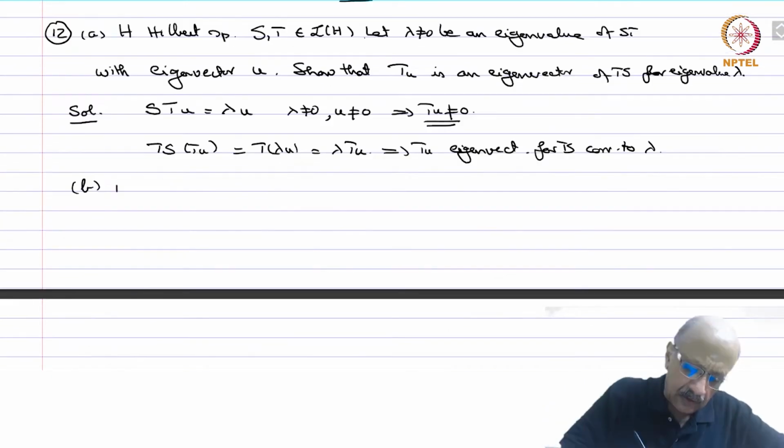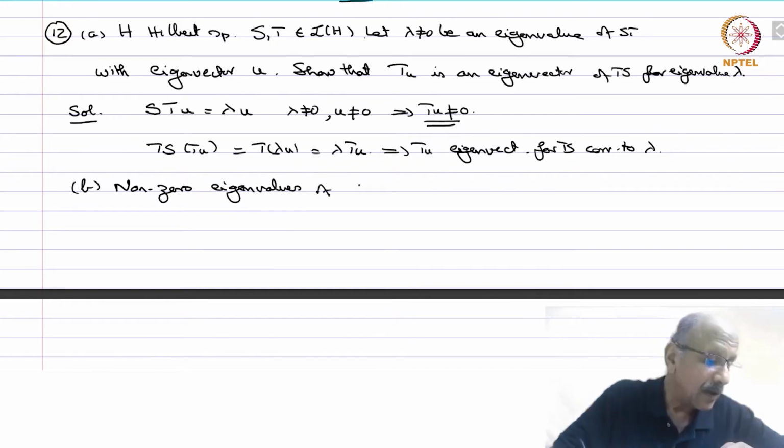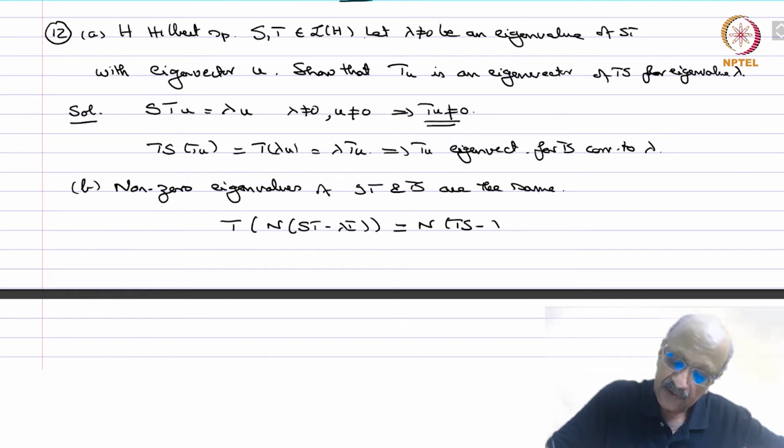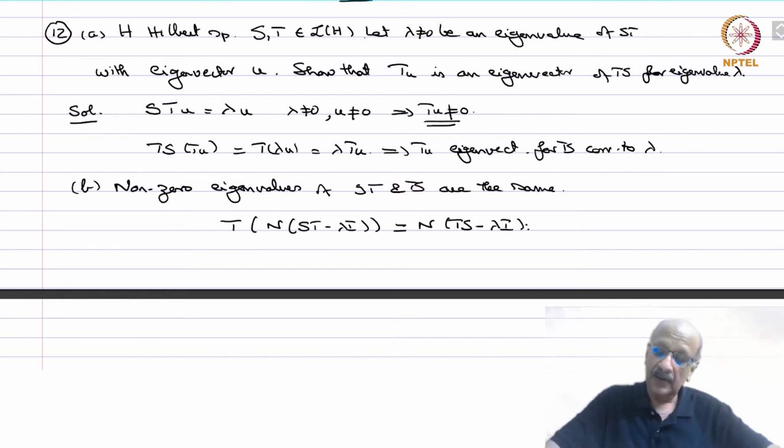So now, the non-zero eigenvalues of ST and TS are the same, and you have that T of the null space of ST minus lambda I is equal to the null space of TS minus lambda I. Okay.